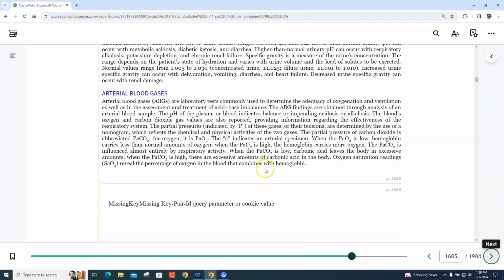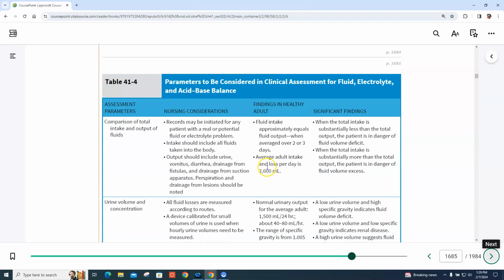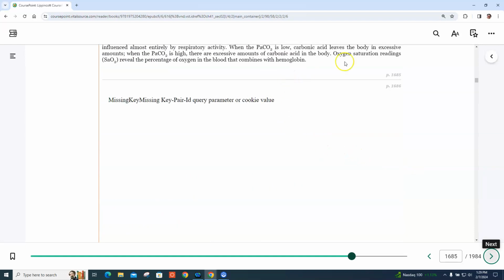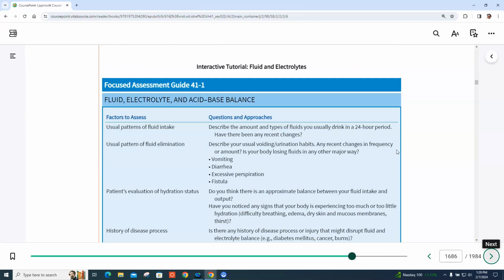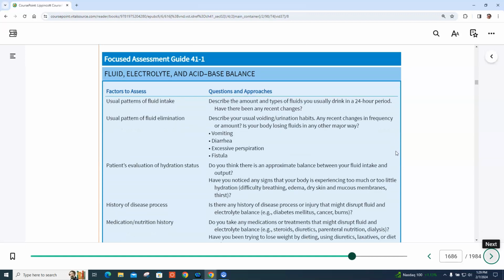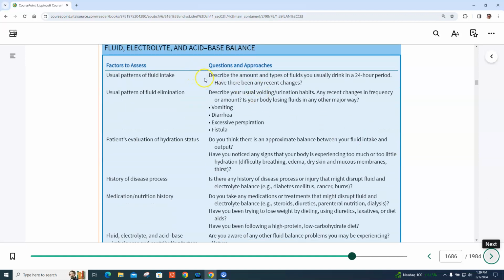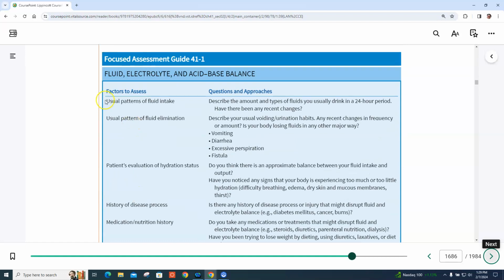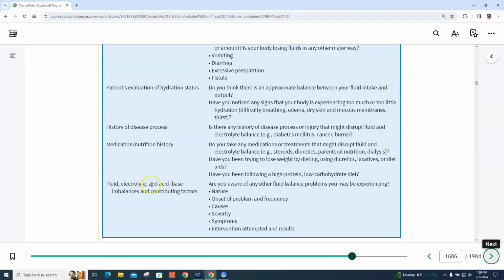You can look at, again, this table, and then you also want to look at the focused assessment. So the type of questions you want to ask your patient: What's your usual intake pattern? Usual pattern of fluid elimination? So these are questions focused on getting information about somebody's fluid and electrolyte status.